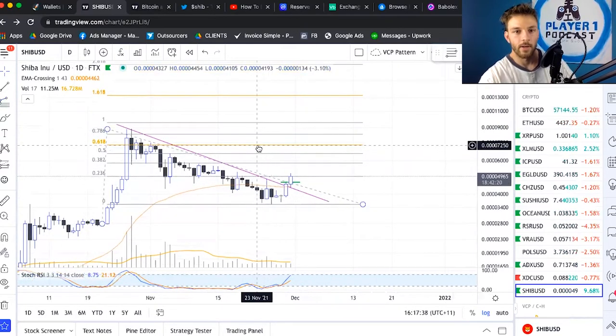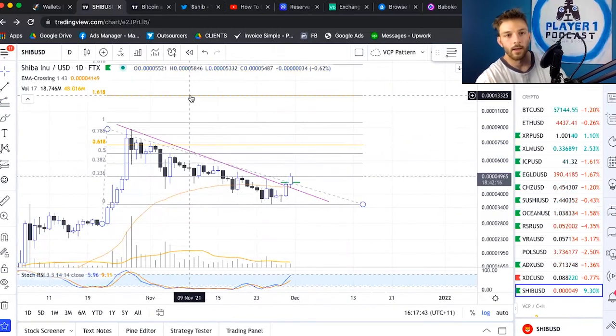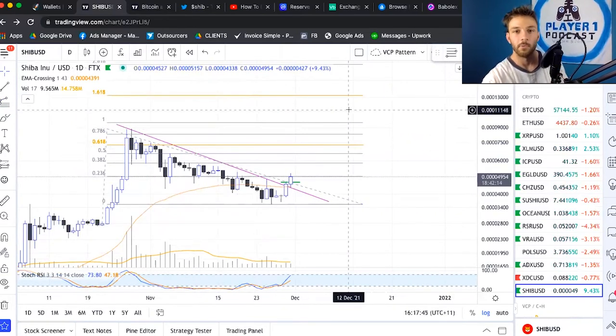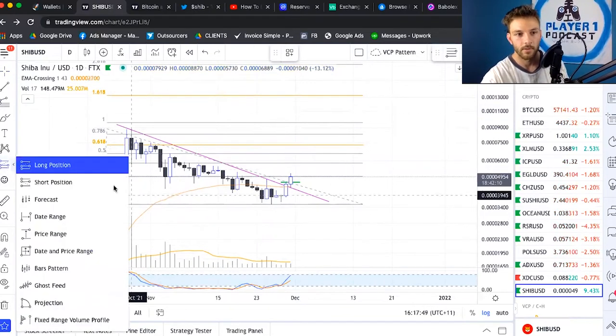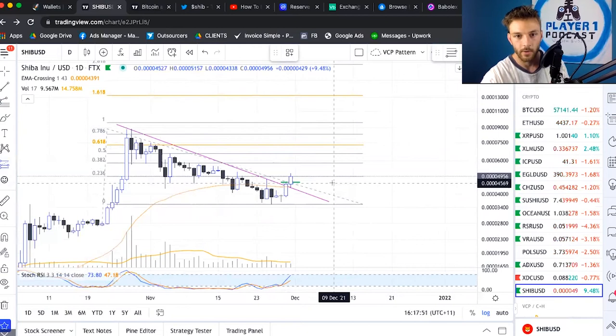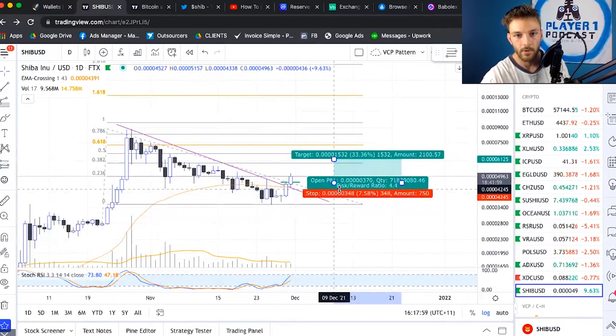So I highlighted the golden ratios, the 0.618 and the 1.618. Again, I don't understand how the fibs work, but it just does. So then you put in profit and loss on your long position. I click it onto where I entered. Bang. Okay. So now it's up to you how much you're willing to risk.